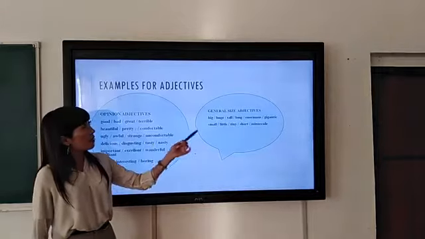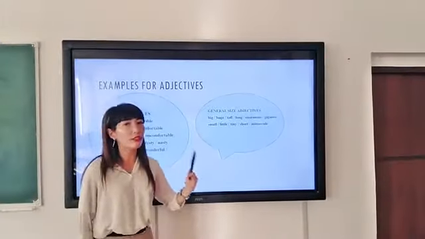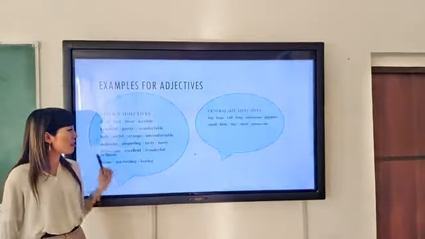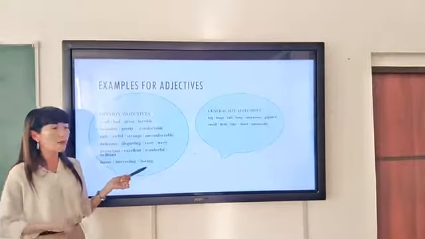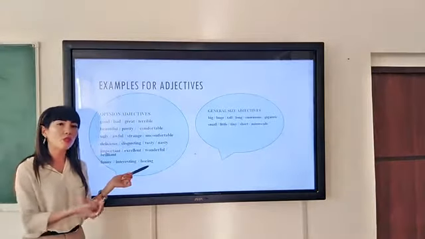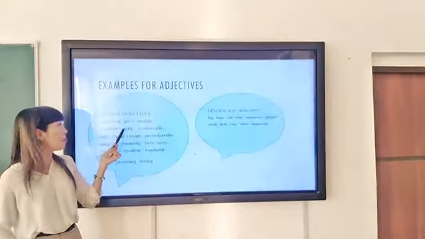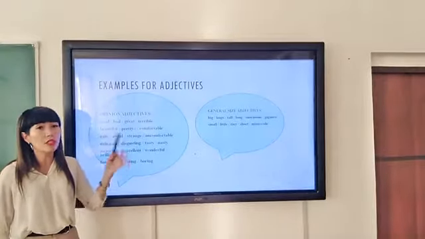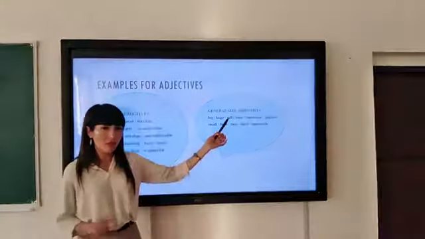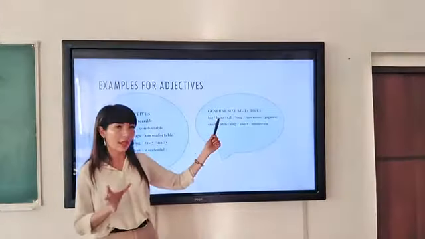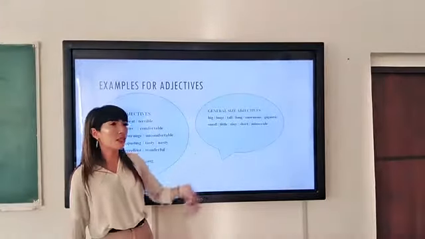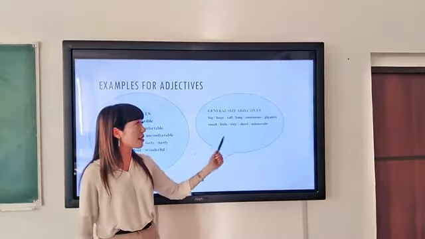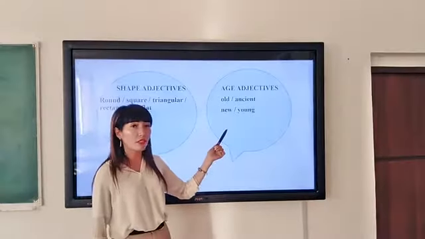So, I have prepared some examples for each category. For example, for opinion adjectives, you can use these words. You just describe your own opinion. For example, maybe it is good, bad, great, terrible, beautiful, pretty, comfortable, ugly, awful, etc. And for size, you use general size adjectives, for example big, huge, when describing a building or something. The examples are given here.